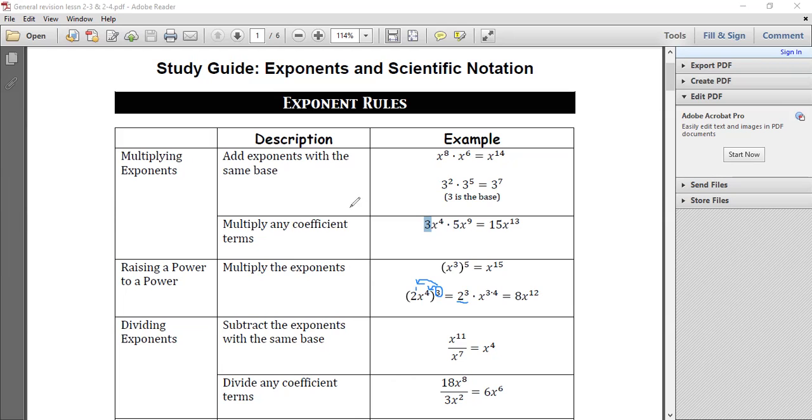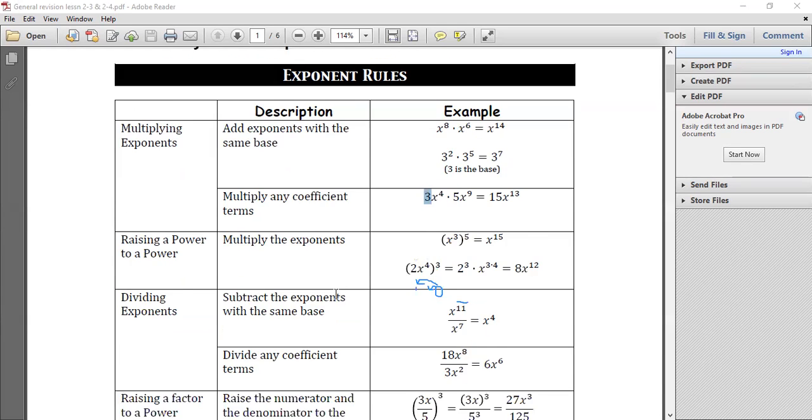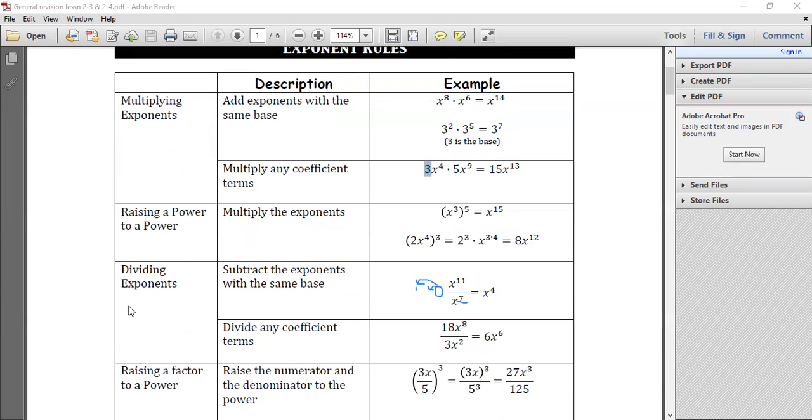The answer will be 8x to the power of 12. Okay, let's move to the next part. When we are dividing exponents, we are going to subtract.